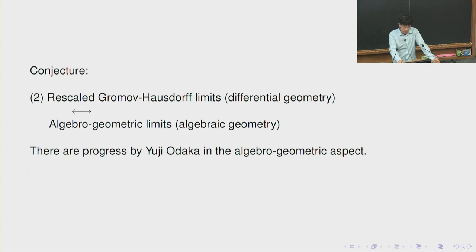And also, this rescaled Gromov-Hausdorff limit should also be related to the algebraic geometric limits itself, the classical algebraic geometric objects. And there is progress by Yuji Odaka in the algebraic geometric aspect. Okay, I finish here. Thank you.